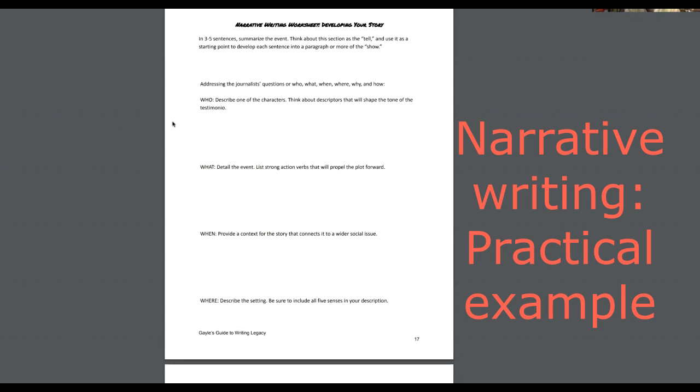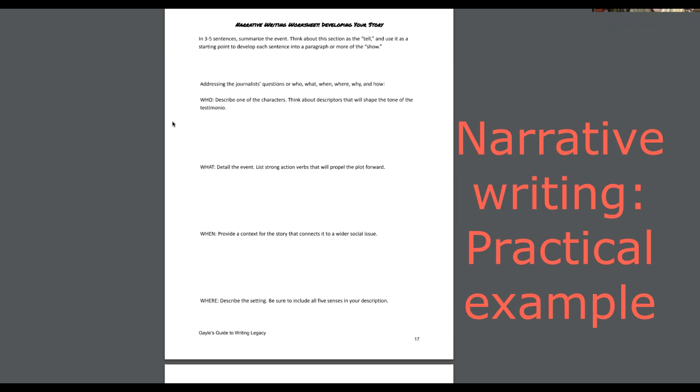So the first thing for the worksheet is just to get your idea down. You know, what are you planning on writing about? So you can think of this section as the tell. So tell me what you're writing about. But then the rest of the paper, you want to show it by using vivid details, examples, imagery. And as you're writing, you want to ensure that you answer all of the journalistic questions, the who, what, when, where, why, and how. So who? Describe one of the characters.